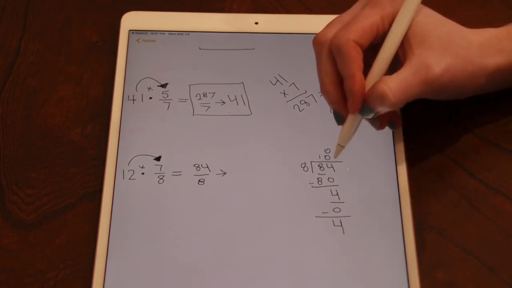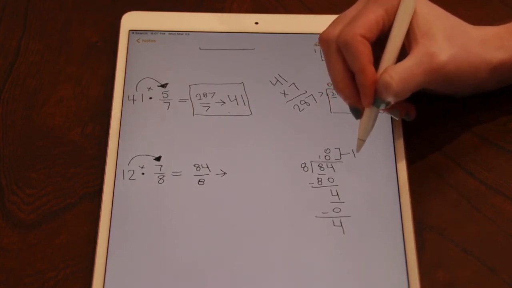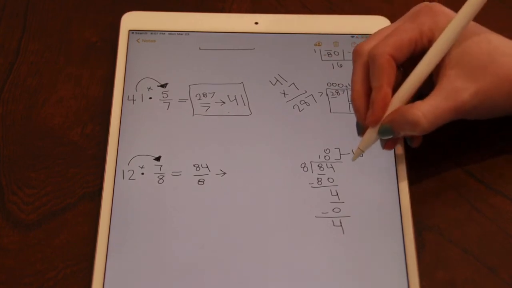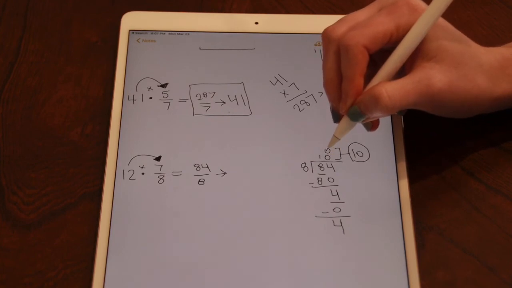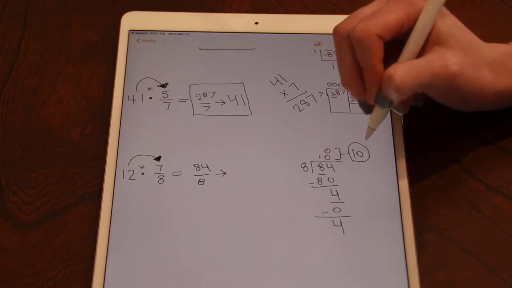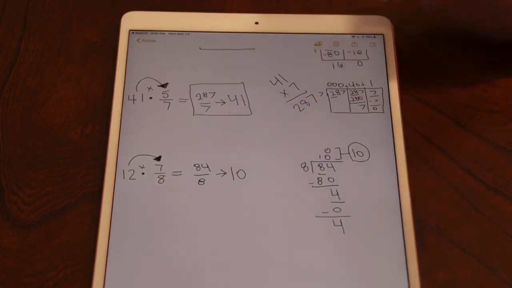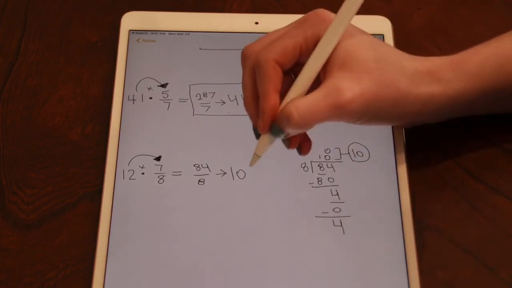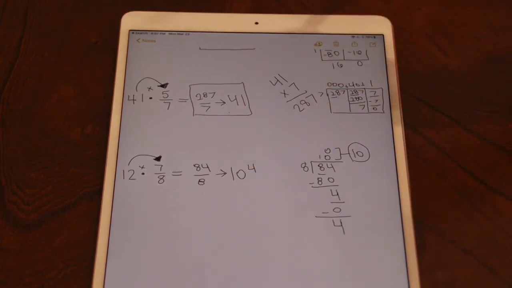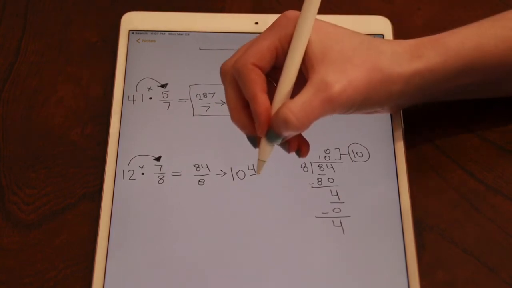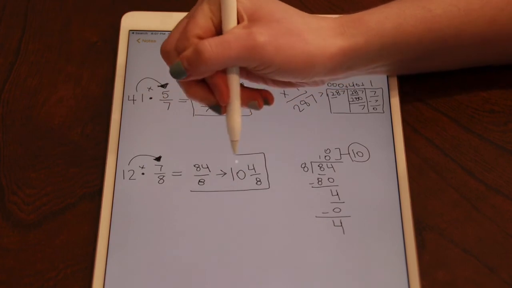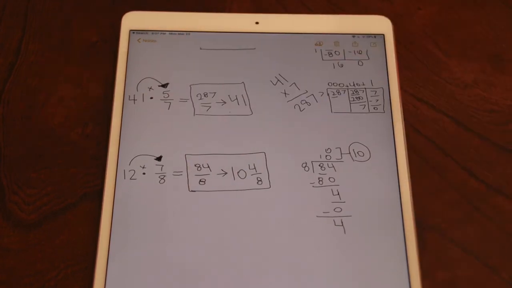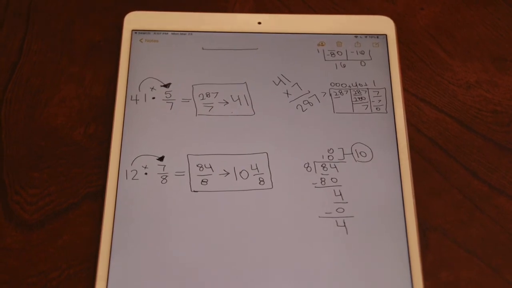So I know that this is 10. And I know this 10 is my wholes because 8 fits into 84 10 times. So that's my whole. My leftover becomes my numerator because I had 4 of the 8s left over. And my denominator stays the same. So that should be your answer. You're changing your improper to a mixed. I want to see all that work. Okay, you guys can do great. Thanks so much.